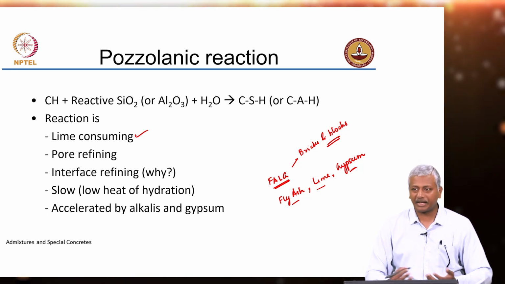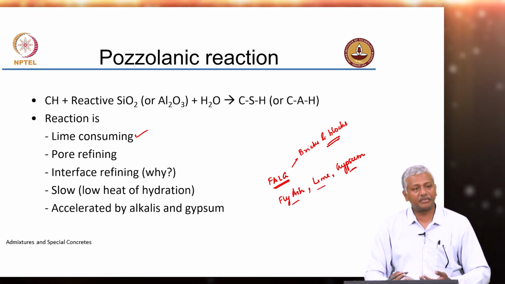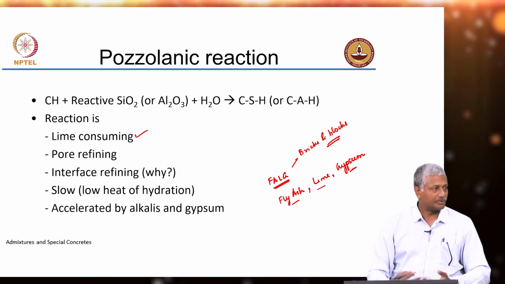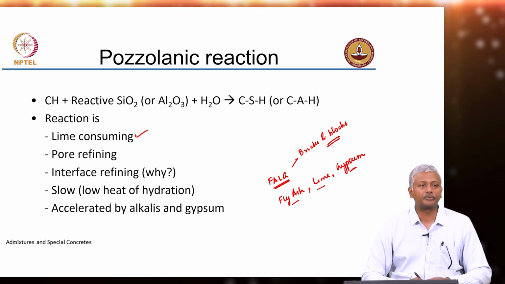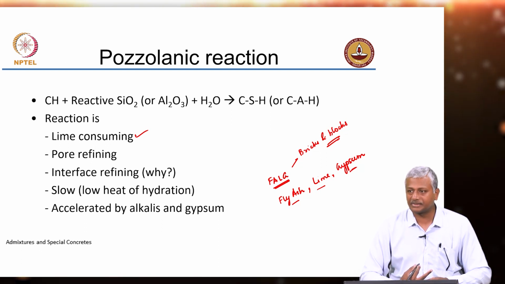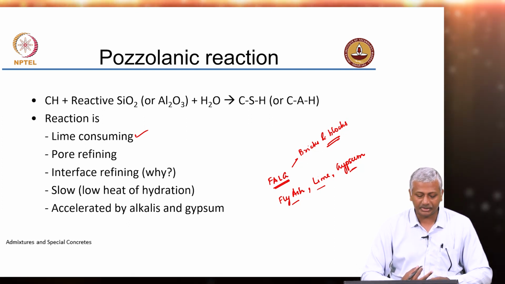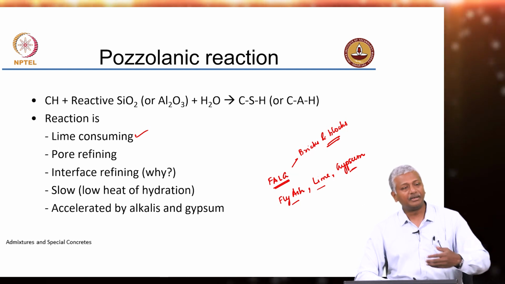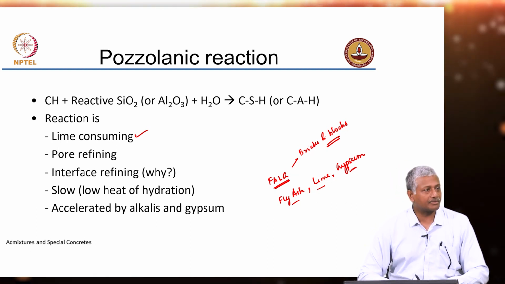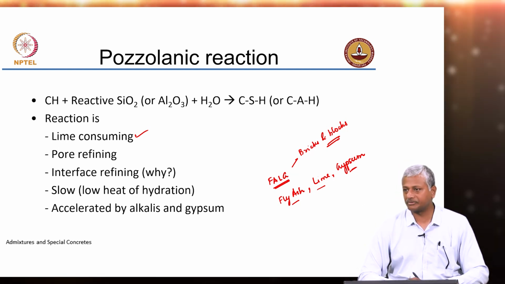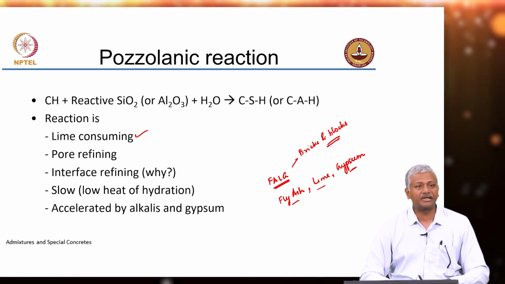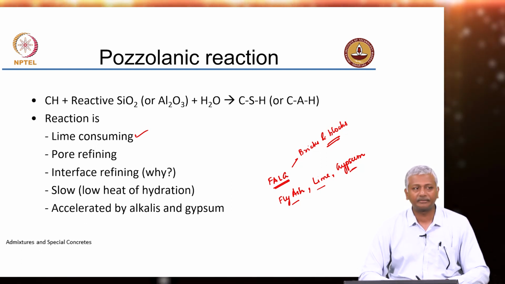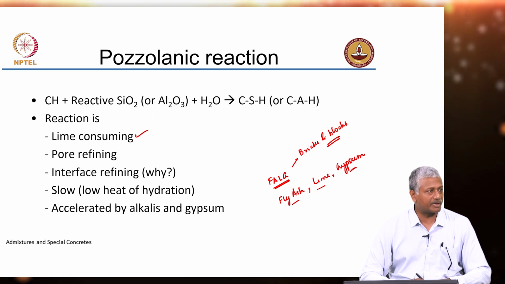The strength is not as good as cement bearing systems. However, for bricks and blocks, you may be able to produce the right quality necessary for usage in construction. So, alkalis and gypsum are generally contributed from the cement, and those will lead to an enhancement of this reaction, quicker reaction. So, cement that is higher in alkalis will lead to a faster pozzolanic reaction also.